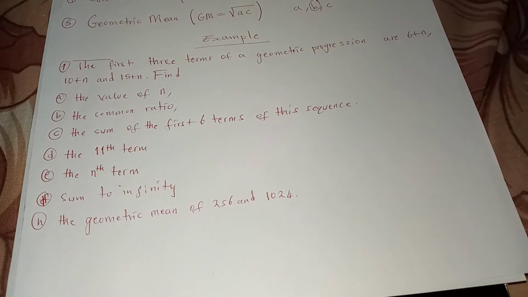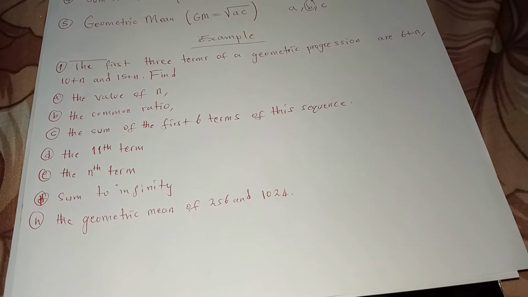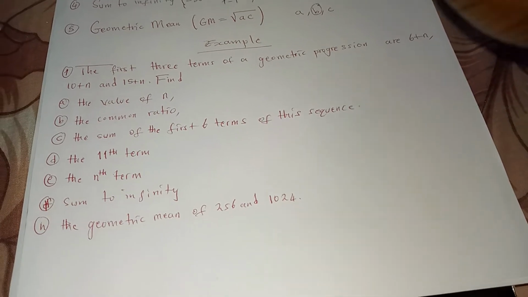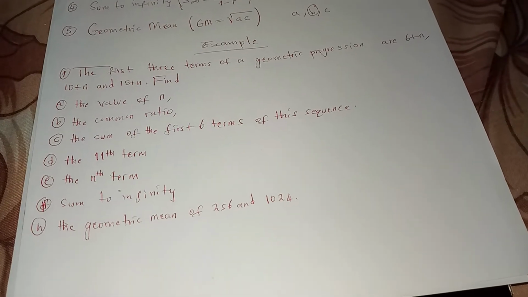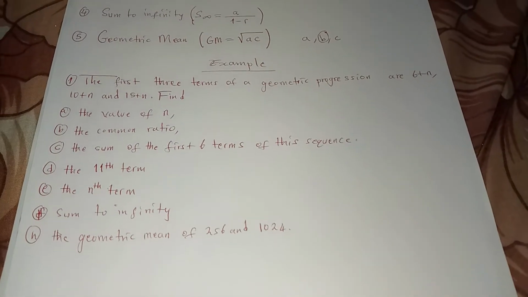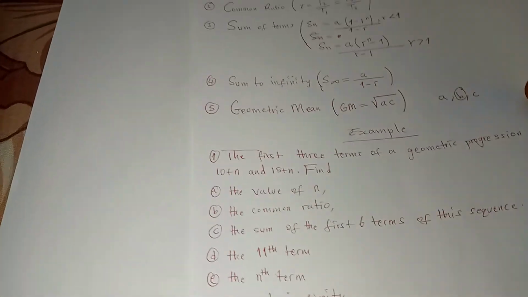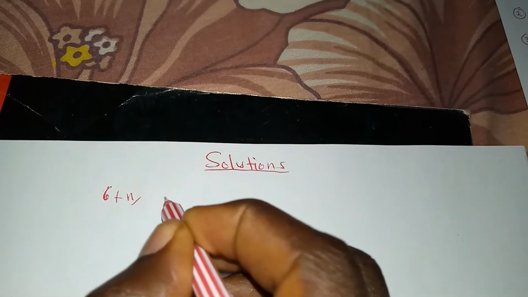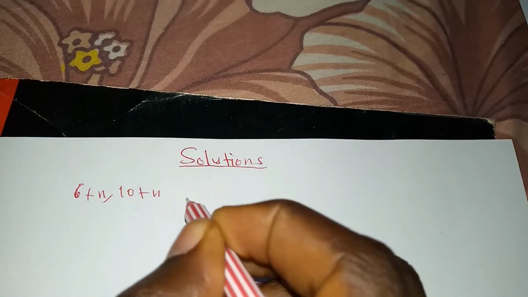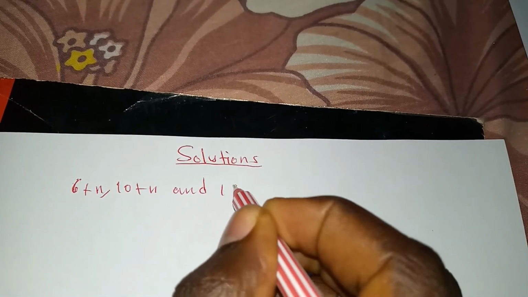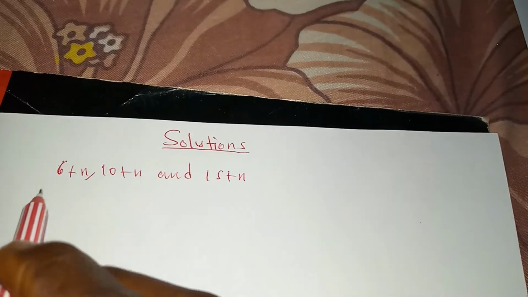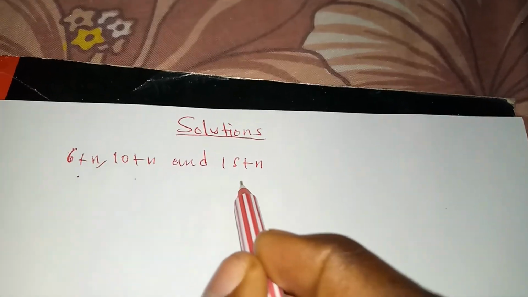C, the sum of the first 6 terms of this sequence, D, the 11th term, E, the nth term, F, sum to infinity, and lastly, the geometric mean of 256 and 1024. So now let's try to see how we can handle such questions. So they are saying the first three geometric terms are 6 plus n, 10 plus n, and we have the last one, 15 plus n. So this shows that this is the first term, that is the second term, and that is the third term.